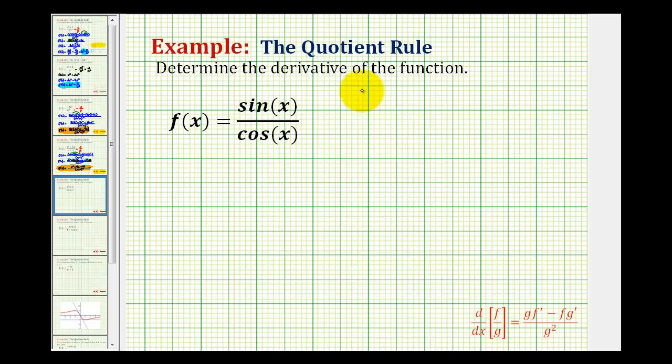In this example, we want to determine the derivative of f of x equals sine x divided by cosine x using the quotient rule, which is given here below in red. But before we do this, we should recognize that sine x divided by cosine x is equal to tangent x.